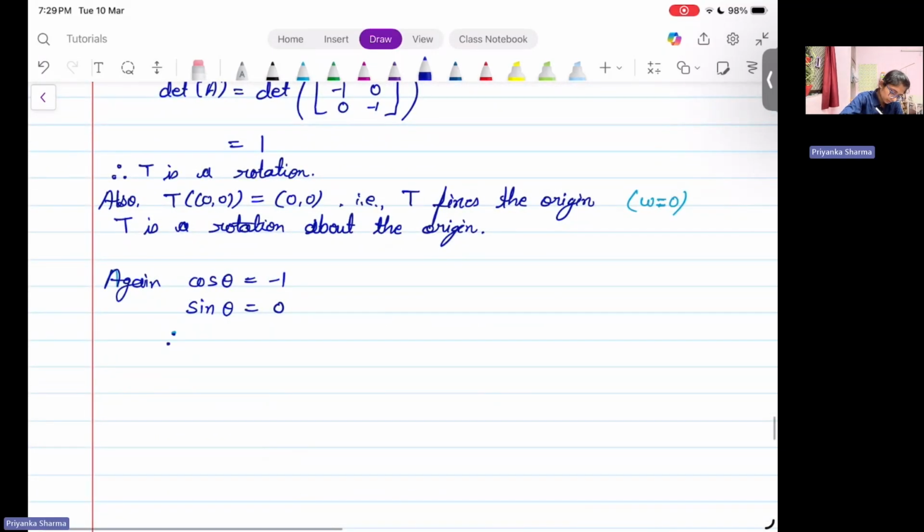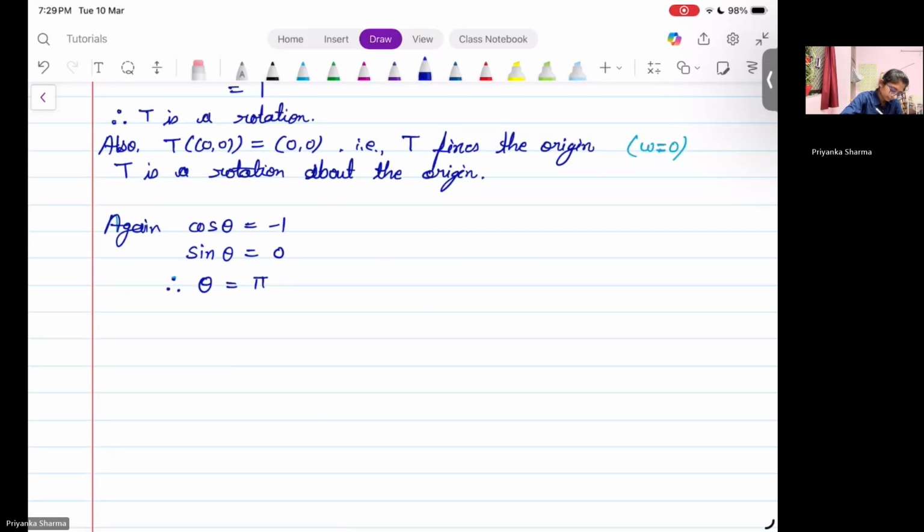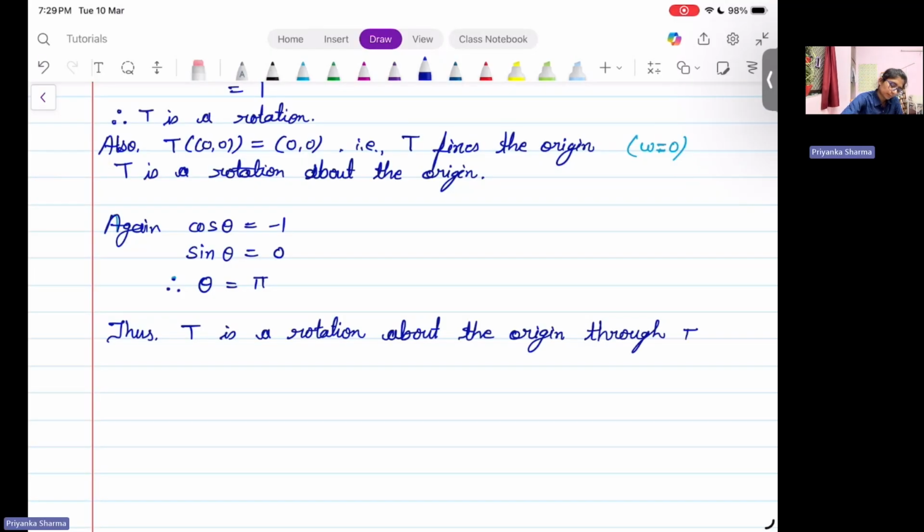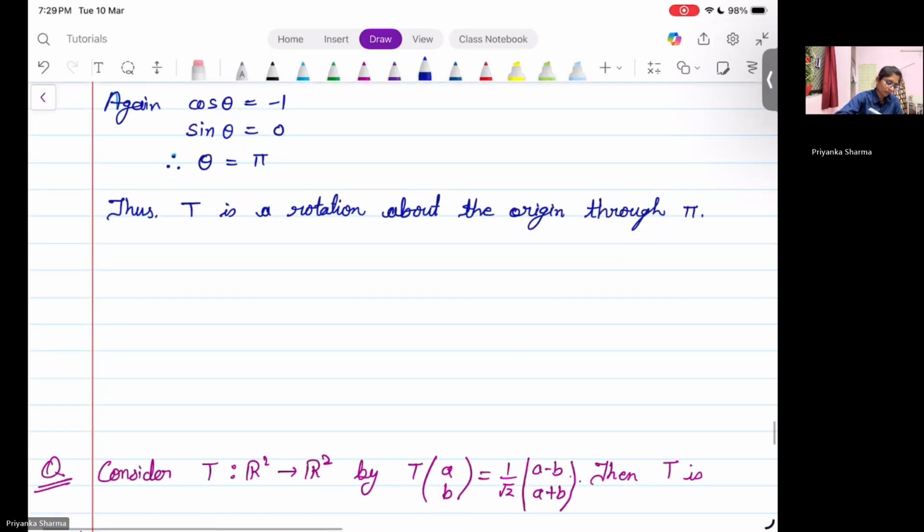Therefore, theta is pi. T is a rotation about the origin through pi. Okay.